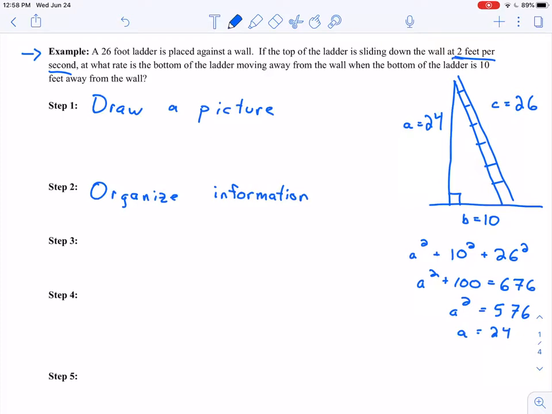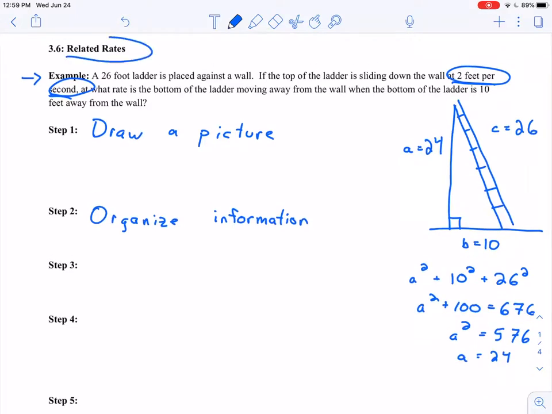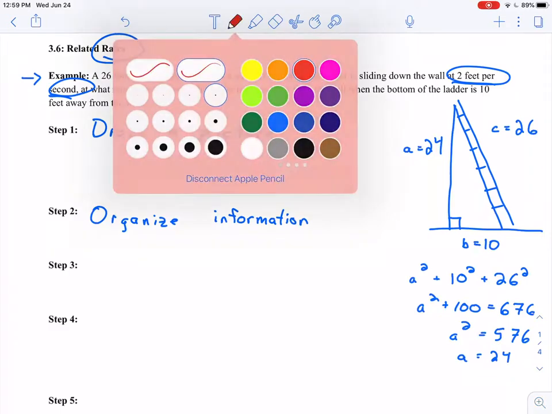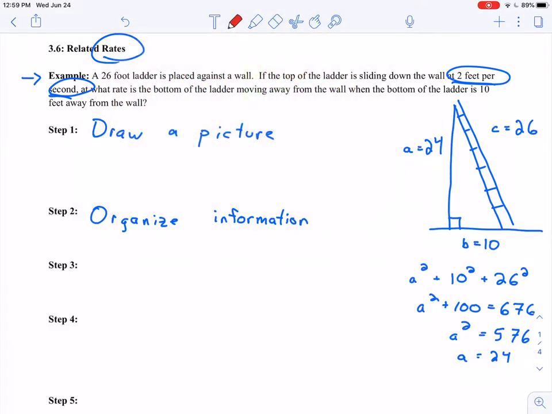But I said, hey, let's come back to this 2 feet per second now, because in every single one of these problems, the section name is related rates, and I'm going to highlight this word rates here. That's what I really want to draw your attention to, because we're talking about rates of change. And hopefully when I say that word rates of change, your mind jumps to derivatives, right? Because the derivative tells us the rate of change. So I also like to draw in some arrows so that I know what's going on. It says if the top of the ladder is sliding down the wall. So here's what's going on. The top of the ladder is sliding down the wall. It's going down.